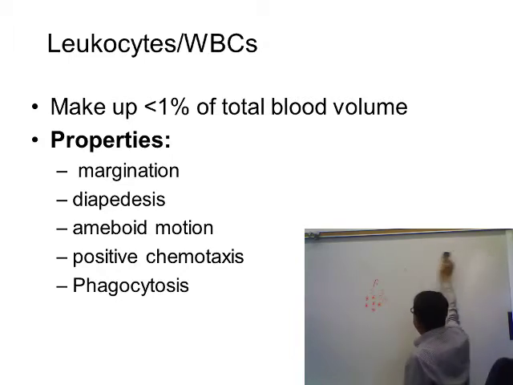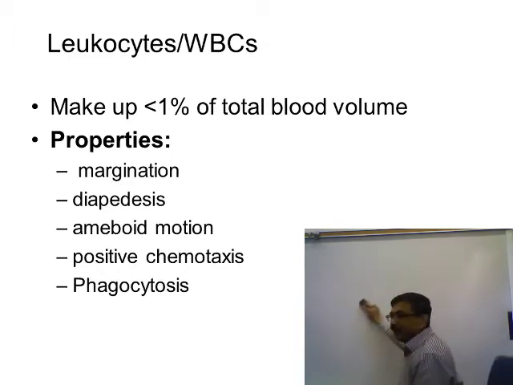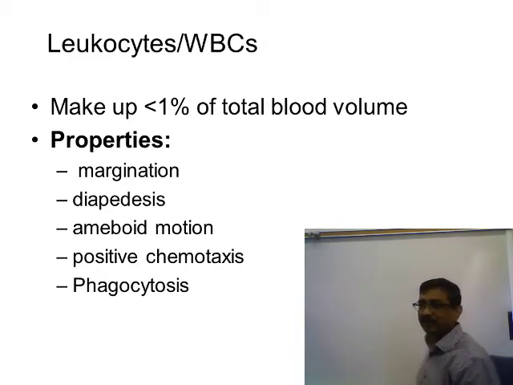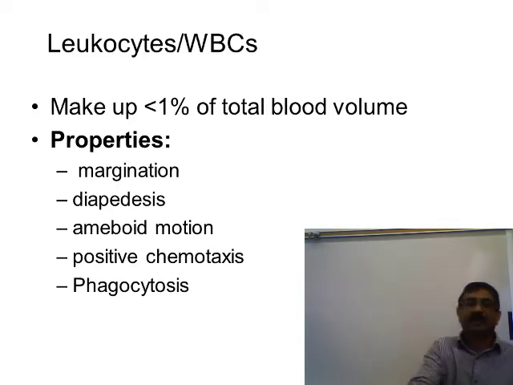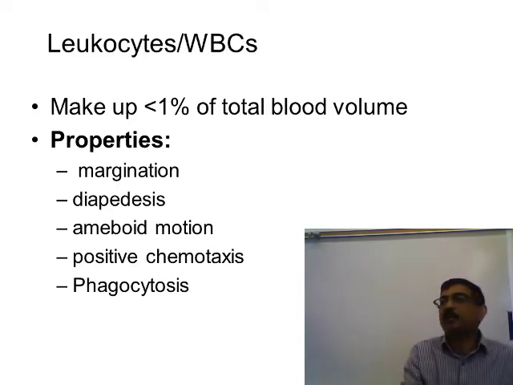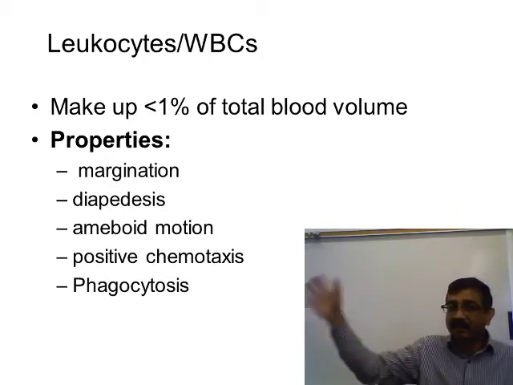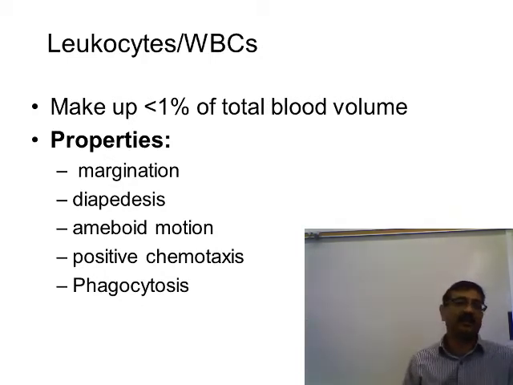Don't write that white blood cells have a cell membrane and a nucleus. Most of the cells have that, right? So what makes the white blood cells different from other cells? That is the property of that cell.